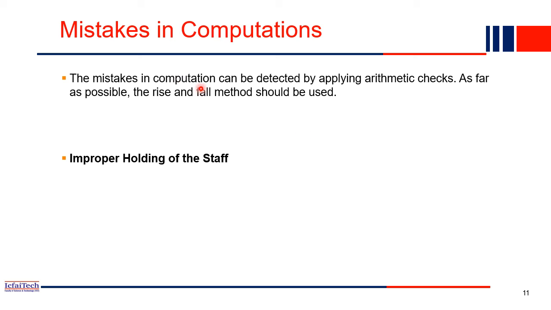We can check it using this method. And the fourth mistake is basically improper holding. That also I have explained. For example, if someone is holding the staff in an inclined manner, then the reading will be increased. So how will that be rectified?